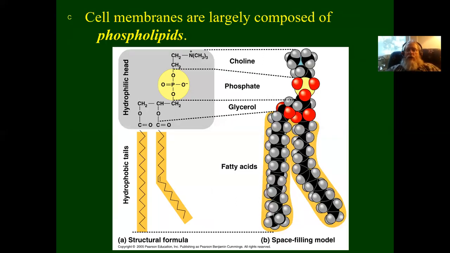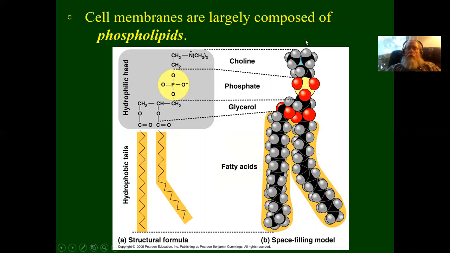Let's say a little bit about the structure of cell membranes, because presumably getting a membrane is one of the first things we need to do if we're going to build a cell. And so we have two different kinds of sketches of the type of molecule that makes them up. Generally, they're called phospholipids, and they're made up of a number of components.